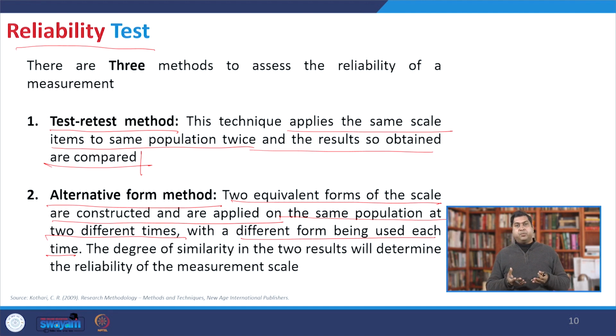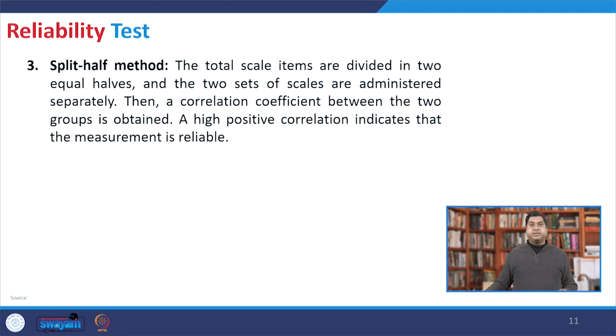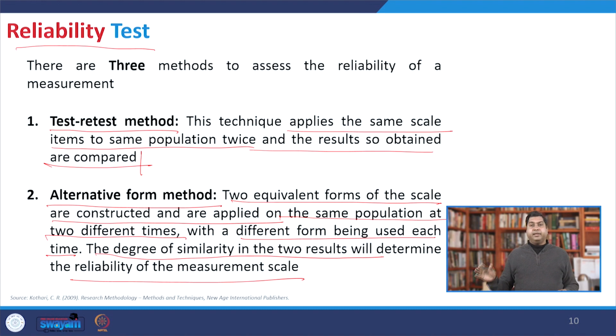Whenever you take a sample from the population, that should be a representative sample. If you apply it, that should give a similar result. The degree of similarity between the two results will determine the reliability of the measurement scale. So this is the way we can do the alternative form method, where we design two different forms and then conduct the survey with the same population.